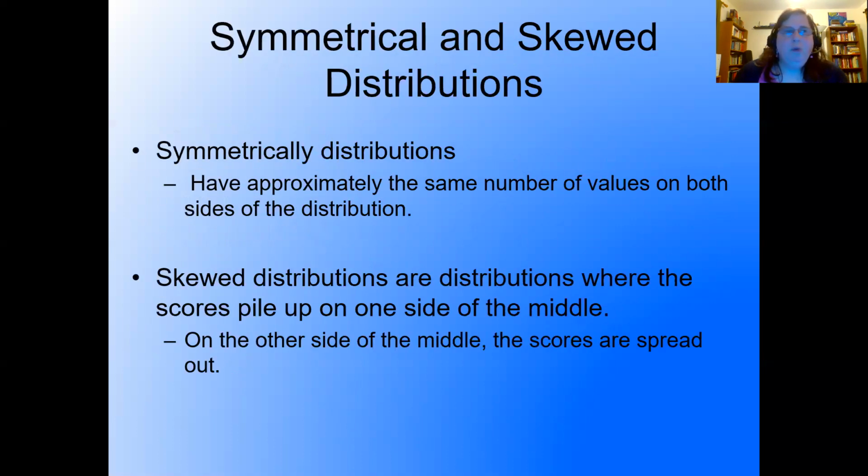So a normal curve is a symmetrical distribution. You have approximately the same number of values on both sides of the distribution. Now, if you don't have a symmetrical distribution, perhaps you have a skewed distribution. A skewed distribution is a distribution where the scores pile up on one side of the middle, whereas on the other side of the middle, the scores are spread out.